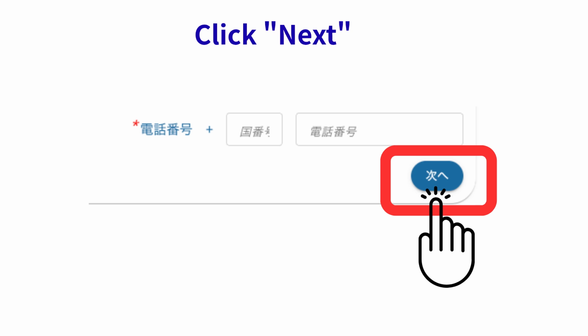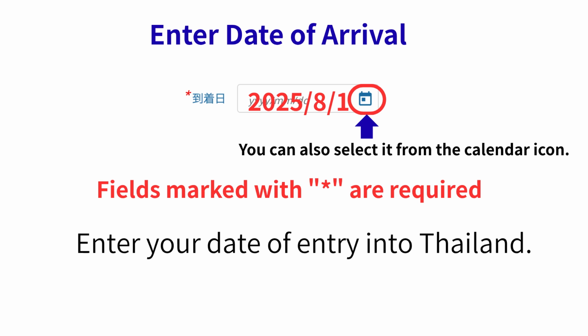After entering your phone number, click the Next button on the right side of the screen. Review the information you've entered and proceed to the next step. Enter the date you will enter Thailand as your arrival date. You can either type the date directly or click the calendar icon to select it. Fields marked with an asterisk are mandatory, so be sure to fill them in.